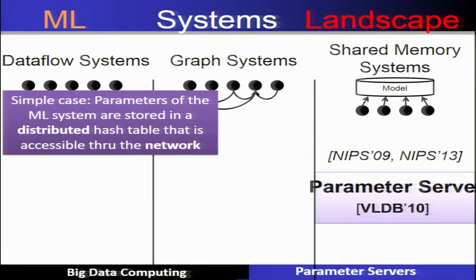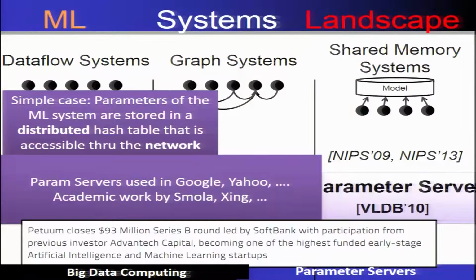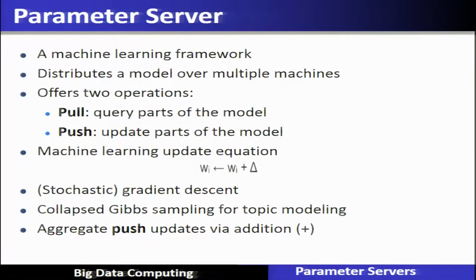So what we will see here is that in a simple case the parameters of machine learning are stored in a distributed hash table that is accessible through the network, which is there in the shared memory systems. Parameter servers are used in Google, Yahoo, and also as an academic work by Smola and Xing. Now we will see how the parameter server is used as the framework for building scalable machine learning systems.